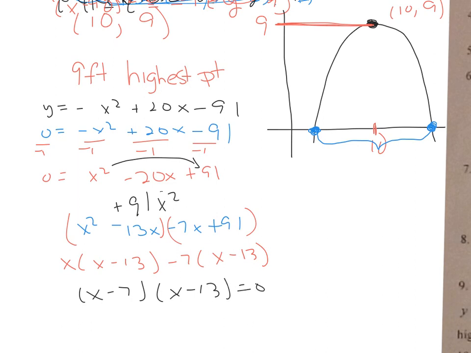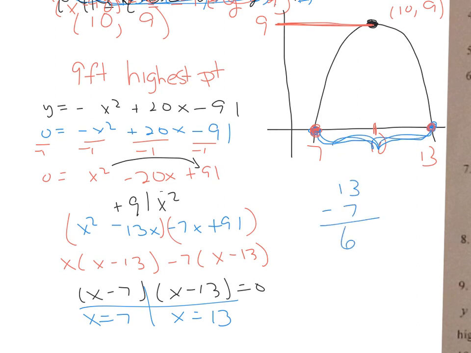I make my t-chart. Set them equal to 0. I get x is equal to positive 7 and x is equal to positive 13. So those are my roots. That's these numbers right here, 7 and 13. So now I want the distance from 7 to 13. So 13 minus 7 is 6. So the width of the door, of the arch, is 6 feet wide.